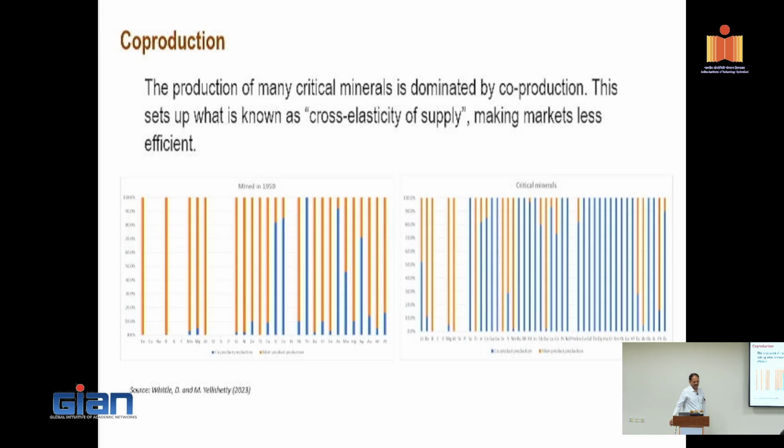The next one is that the production of many critical minerals is dominated by co-production. That we saw, the metal wheel, right? Gallium, tellurium. How do you source tellurium currently?